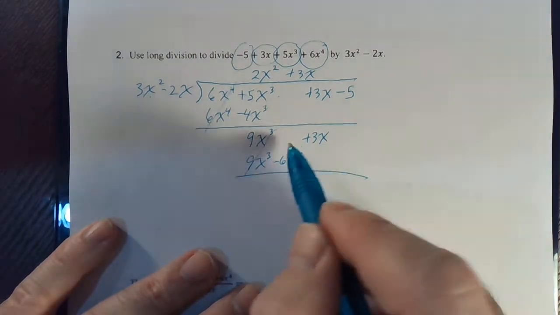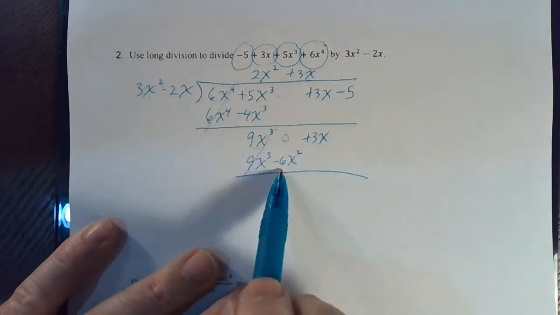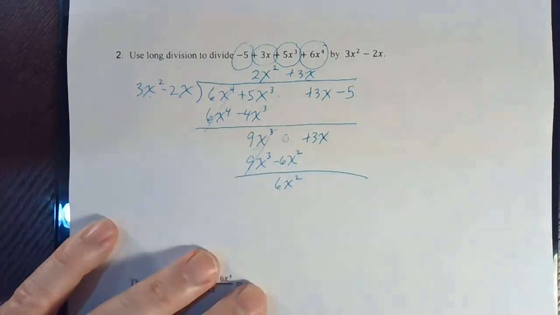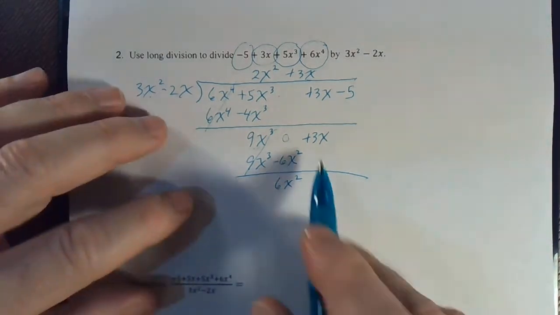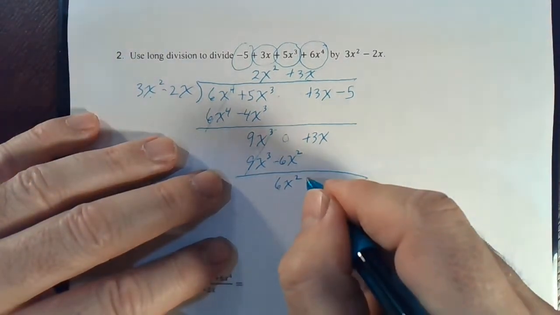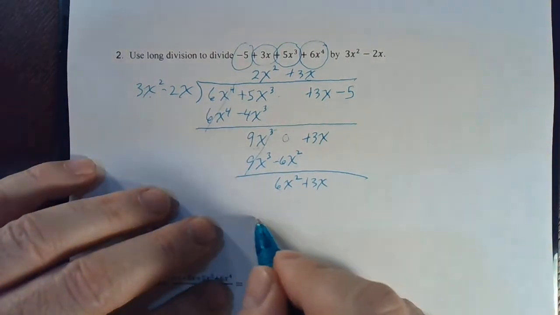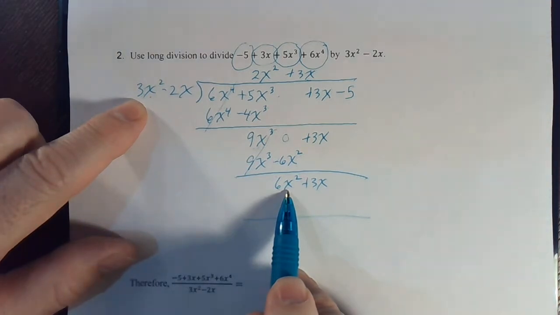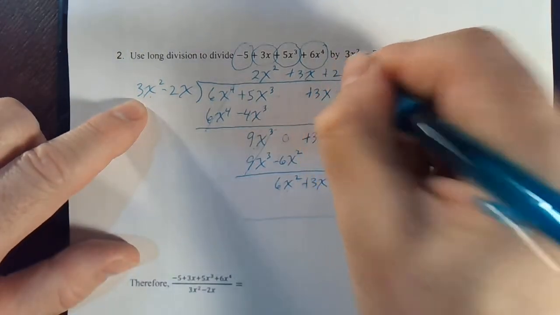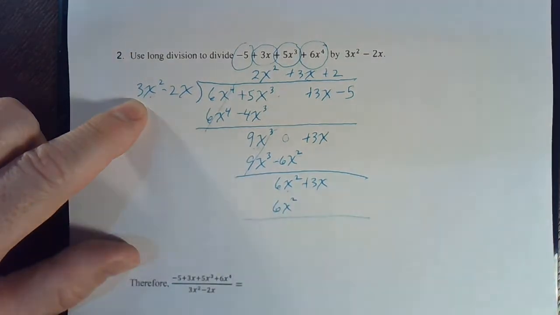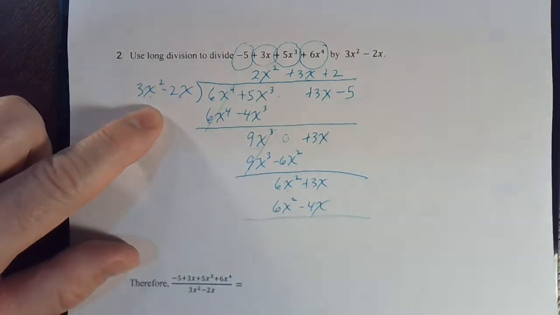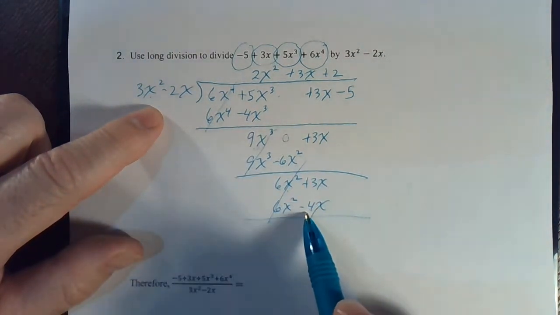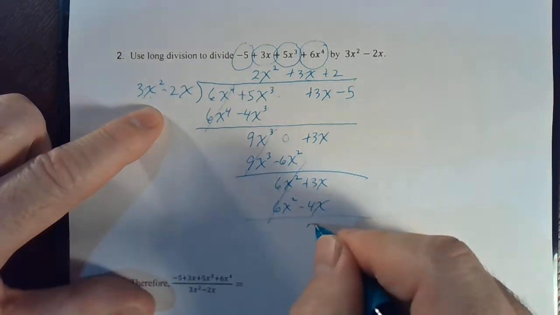Now be careful here. There's really a 0 here, a 0x squared, minus negative 6x squared, which gives us 6x squared. And then I can bring down this 3x. Now I want to cancel out the 6x squared. So 3x squared times 2. So I'll put a plus 2, and that would give me a 6x squared minus 4x. The 6x squareds cancel. 3x minus a negative 4x is 3x plus 4x for 7x.